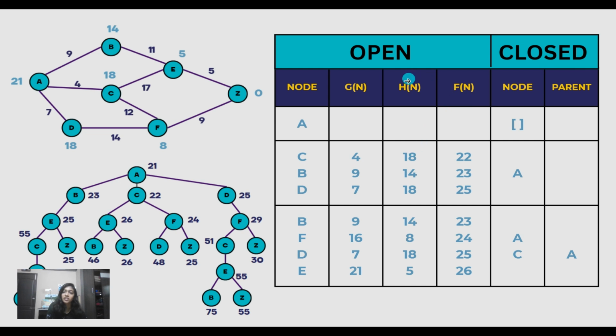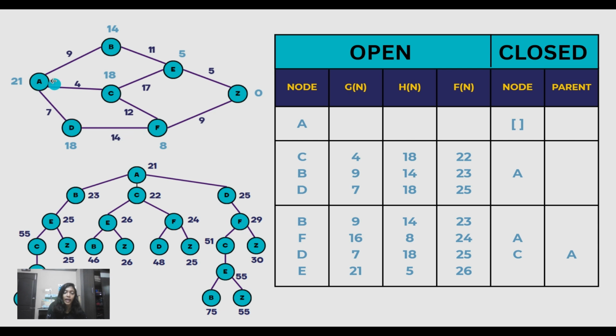And the f of n is the summation of g of n and h of n, which is 18 plus 4, which gives 22. Similarly, for B, I will calculate the g of n by finding the cost of the path between A and B, which is 9. And the heuristic value for B is 14. So 9 plus 14 will give 23 as my f of n for B.